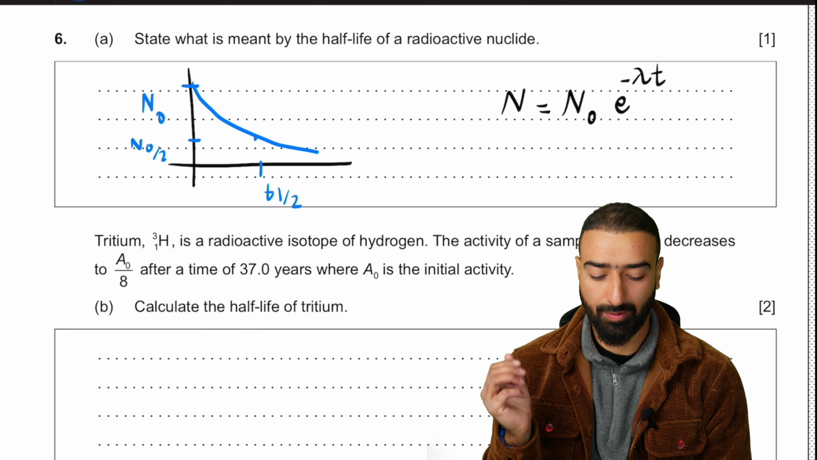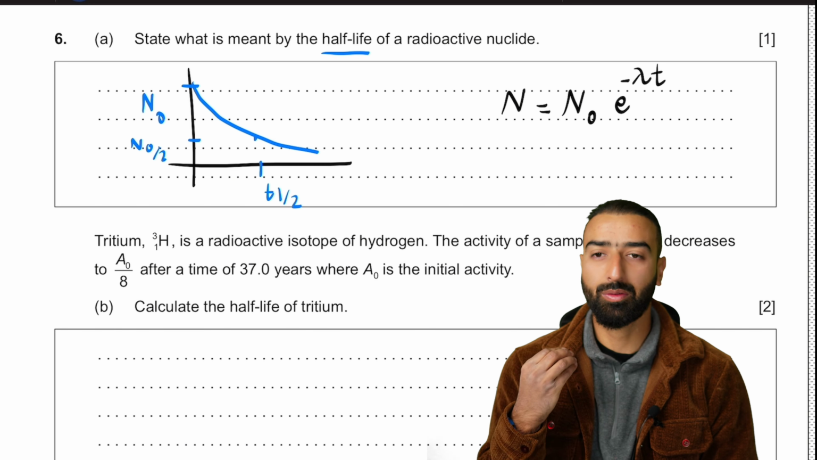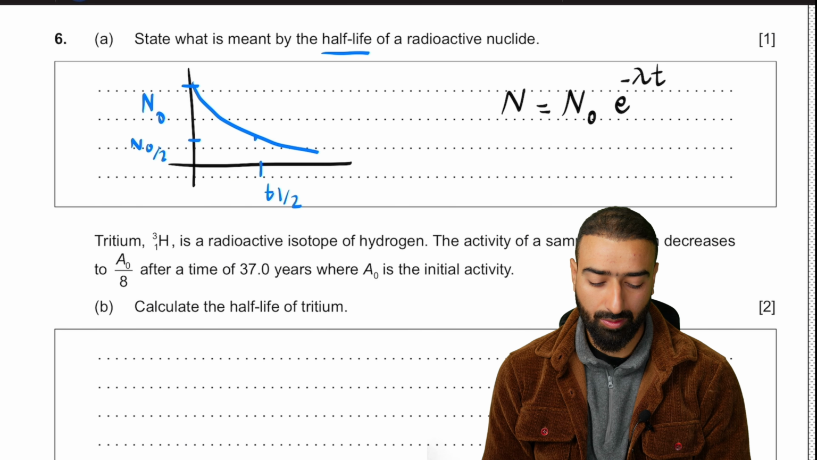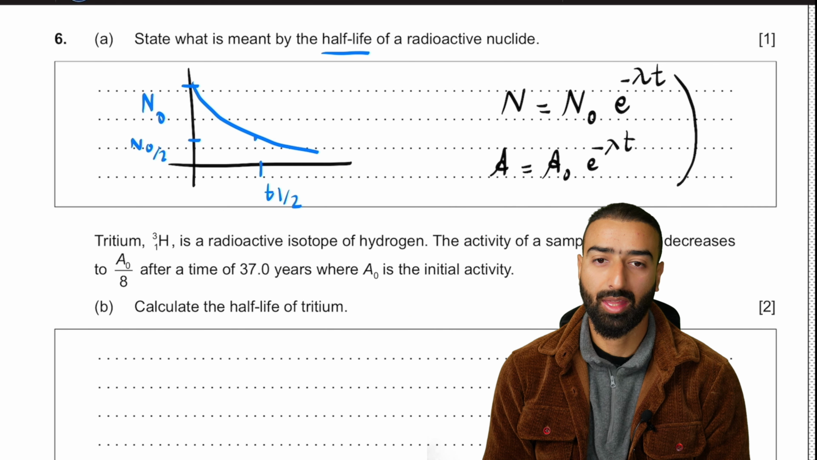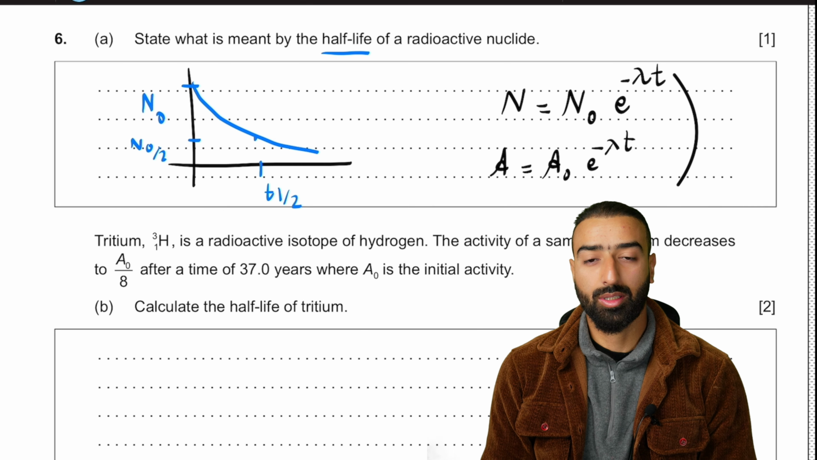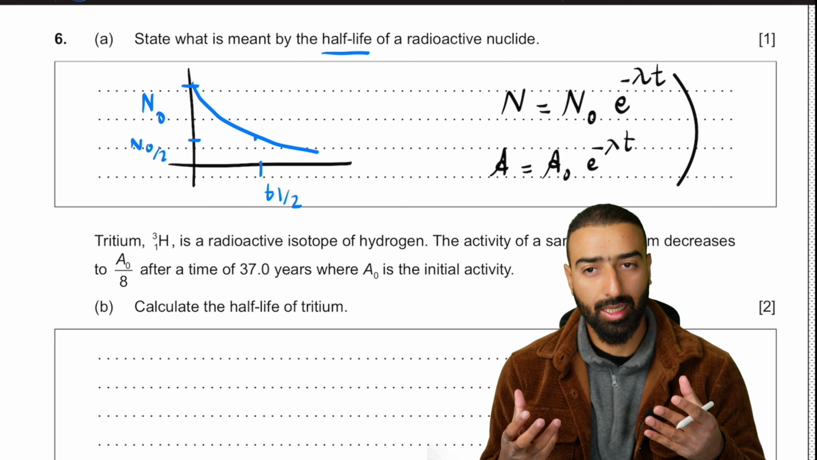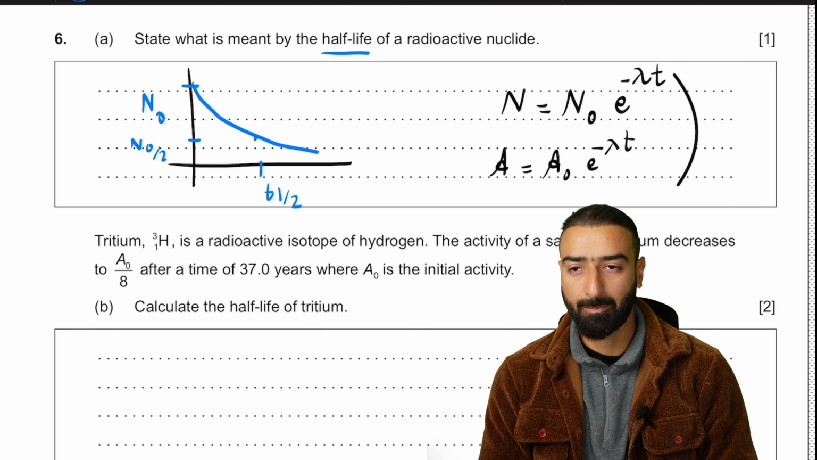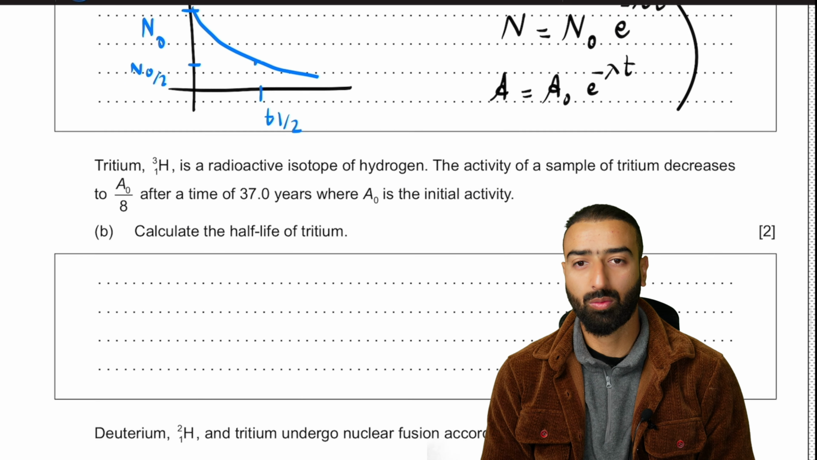In fact, we can define the half-life in terms of activity. Activity tells us how many radioactive decays occur in a second. The equation for activity goes as A equals A0 e to the minus lambda t. It's exactly the same as the initial equation. So the time it takes for the initial activity to reduce by half its original amount is the half-life. So you can choose any one of those to define the half-life. Okay, that solves the first part of the problem. Let's move on to the second one.